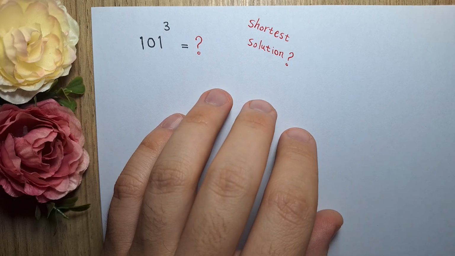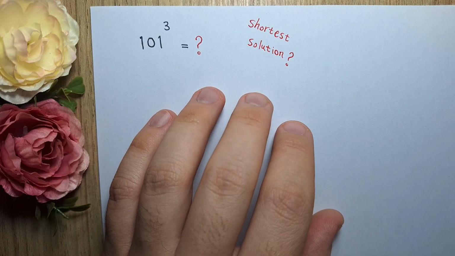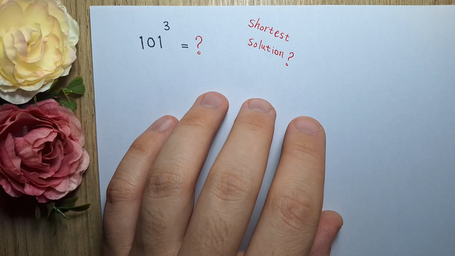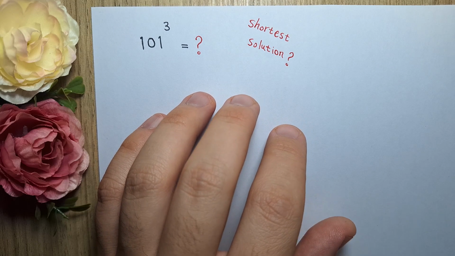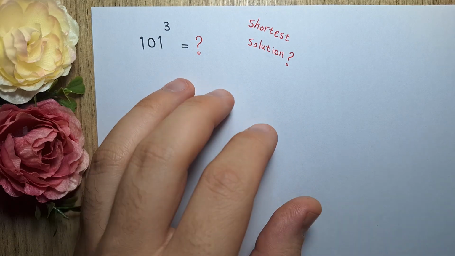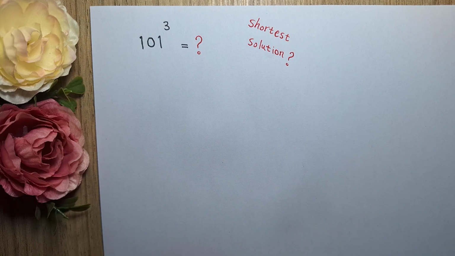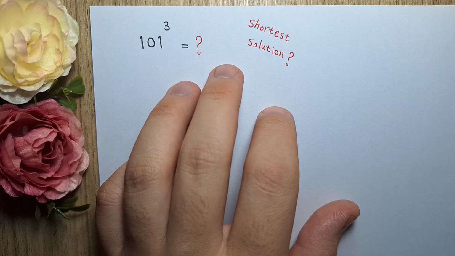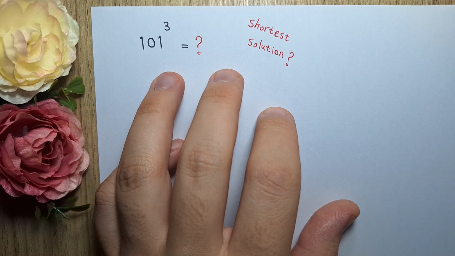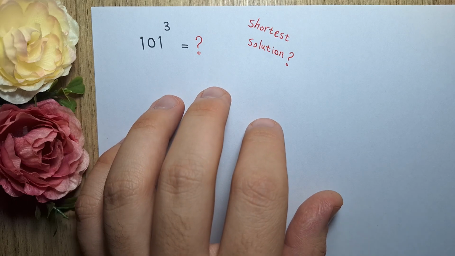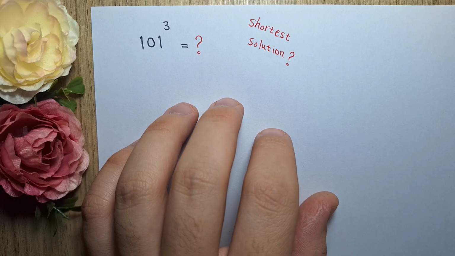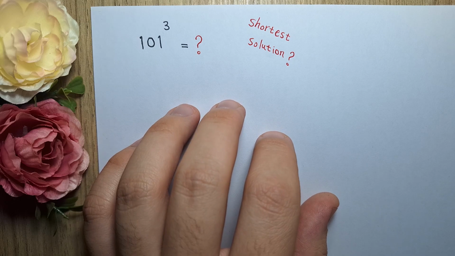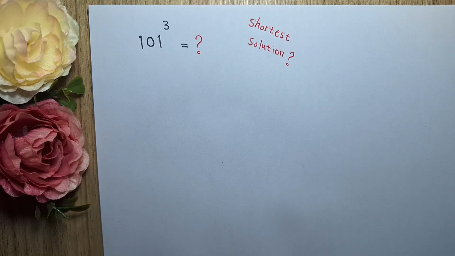Most people would multiply 101 by itself 3 times. But is it really the smartest way? Not at all. Since 101 is just 100 plus 1, we can use the cube of binomial identity to make the calculation much faster. Let's see how it works.